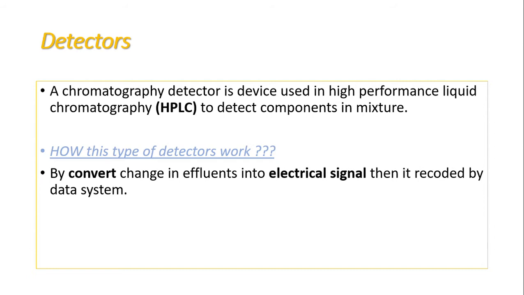This type of detector is used to detect the components in a mixture, the composition that exists in many substances mixed with each other. Then it will convert the change in the mixture into an electrical signal in order to record it by a data system. This is how this type of detector works.